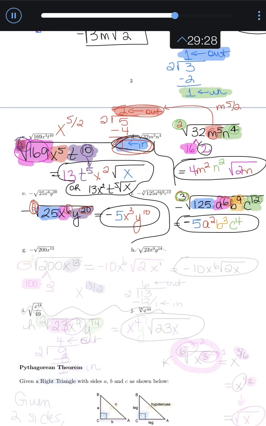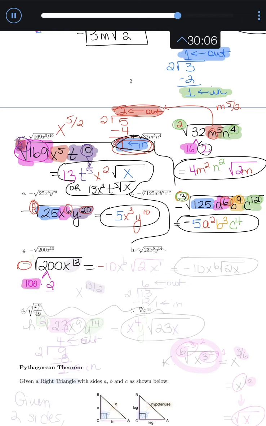Let's look at G. We've got negative square root of 200x to the 13th. So we've got a square root on this one. We can't take the square root of 200, but we can break down the 200 into 100 times 2. We know because of the negative out in front that our answer will be negative. So let's see what we've got. We've got a negative. Also, we know that we've got 200 breaking down into 100 times 2.